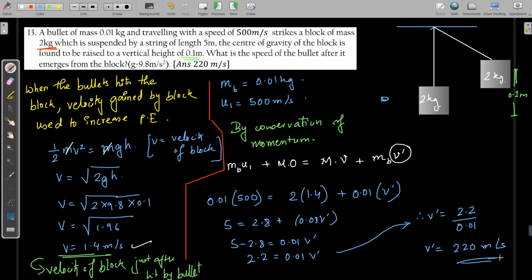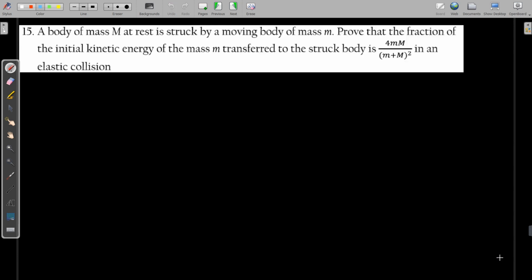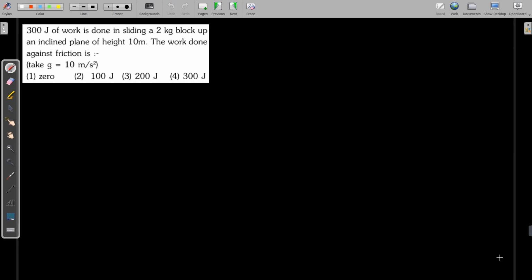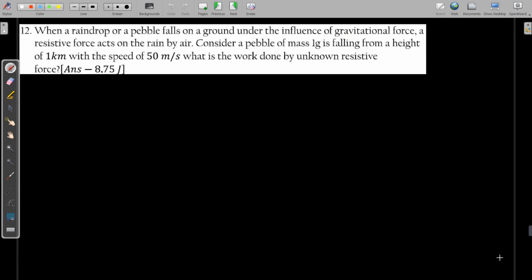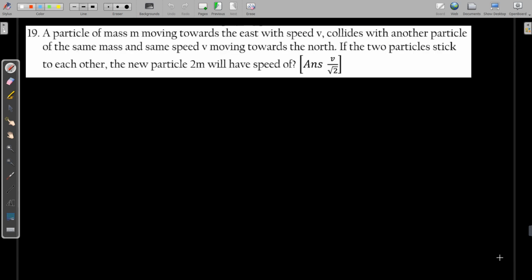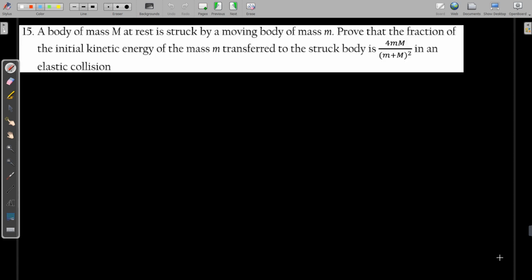Is it clear? Okay. So let me see if any more questions are there or not. Okay, this question is very easy. This one is also easy. This one is also easy. These questions you should be doing. Okay, I'm just showing this one. This should be the last one.